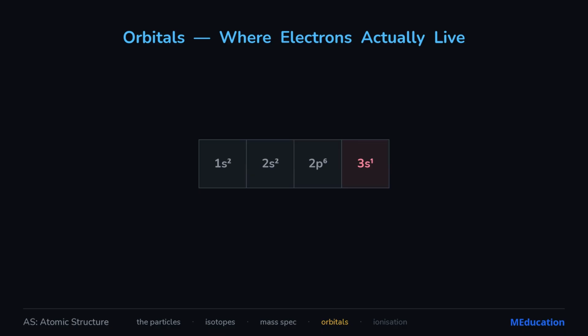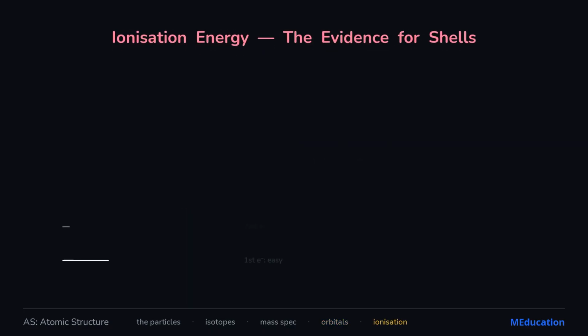Sodium's 11 electrons go, 2 in 1s, 2 in 2s, 6 in 2p, and the last lonely electron in 3s. We write that 1s2, 2s2, 2p6, 3s1. That final outer electron is the one that does sodium's chemistry.